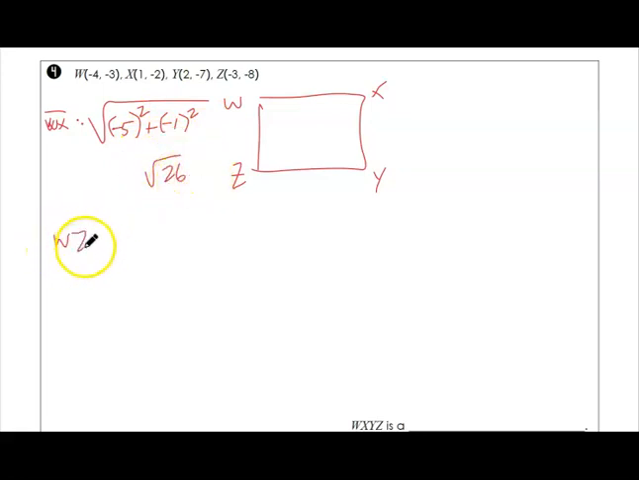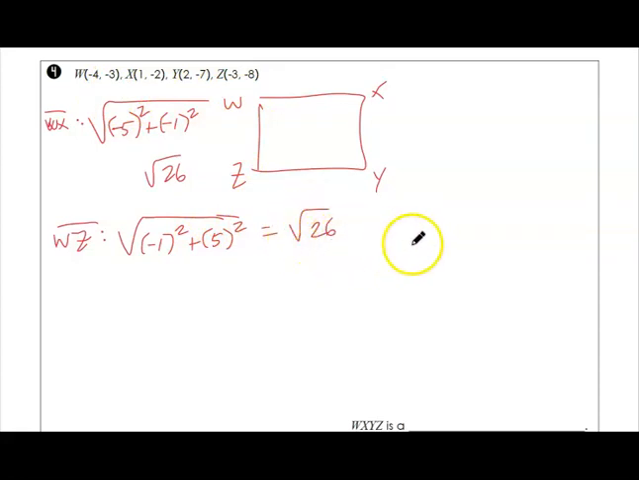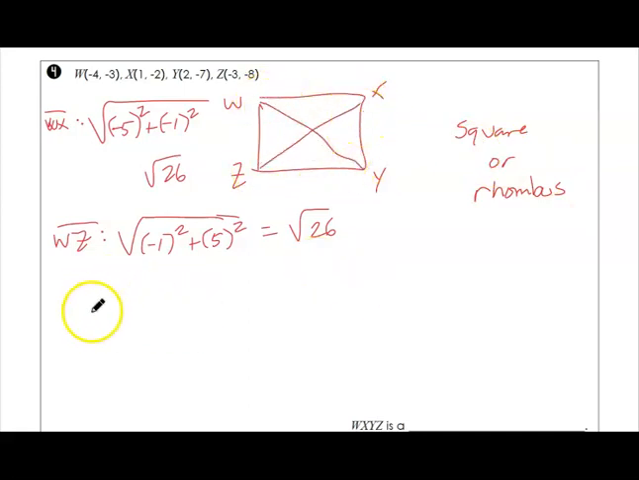Now let's check out WZ. WZ, negative 4 plus 1, negative 1 squared, and negative 3 plus 8 is 5 squared, and that's also the square root of 26. So we have either a square or rhombus, and depending on what we find out about the diagonals, we'll start with WY.